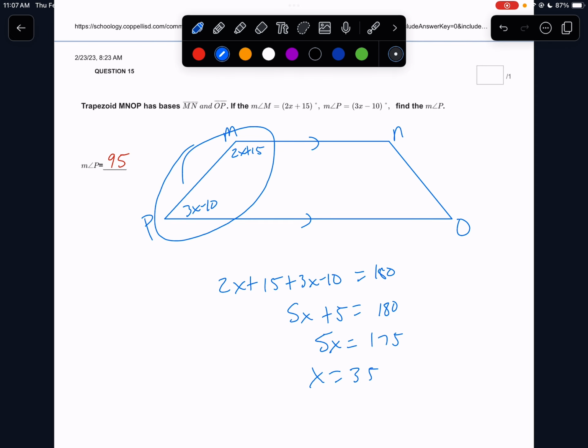So 3 times 35 minus 10, I get 95 degrees. That means this one's going to be 85, but that's the one we want. So I did not draw my picture to scale, but that's okay, right? The small angle is actually big, and the big angle is actually small. Not a big deal as long as you use the numbers correctly.